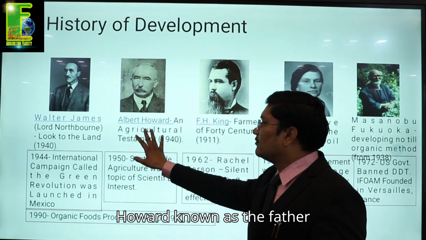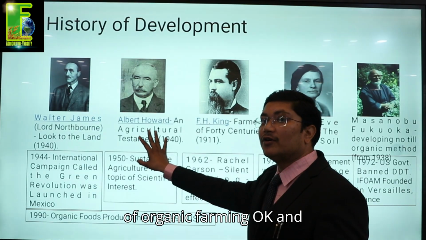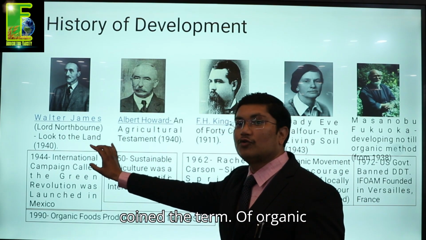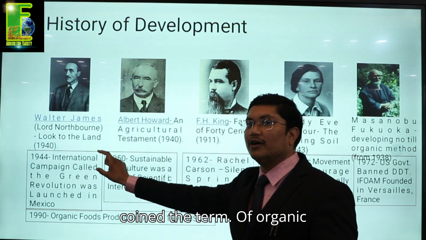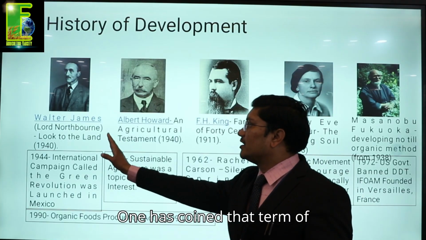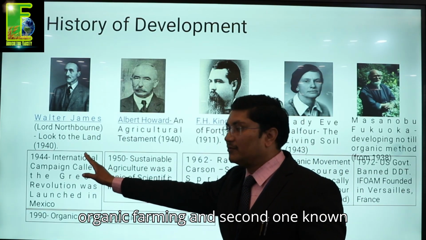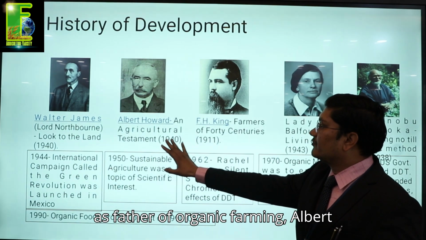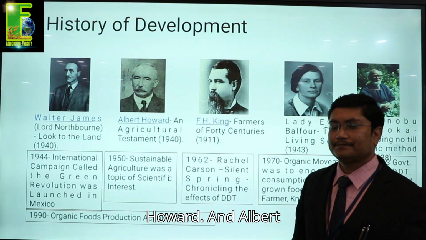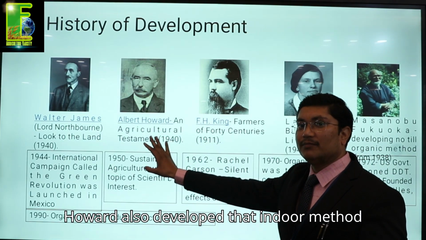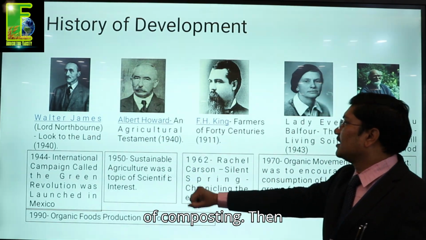So Albert Howard is known as the father of organic farming, and Walter James is known as the one who coined the term organic farming. So two things are there: one coined the term organic farming, and the second, Albert Howard, is known as the father of organic farming. Albert Howard also developed the Indore method of composting.